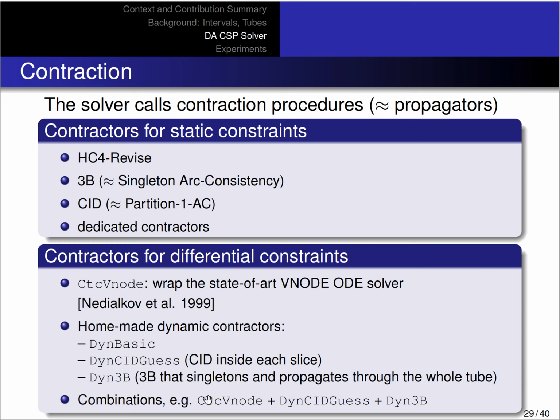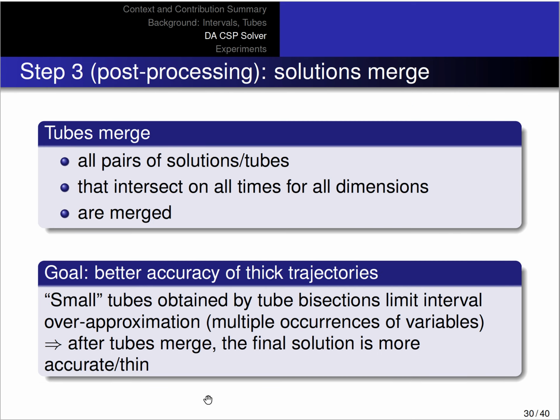In practice, we use different combinations of these dynamical contractors. The last step performed by the solver is the merge of close tubes. All pairs of solutions that intersect on all times for all dimensions are merged. This post-processing is useful when the solution trajectory is thick. In this case, it's often fruitful to first bisect the tube studied for reaching a better accuracy before merging the different subsolutions.